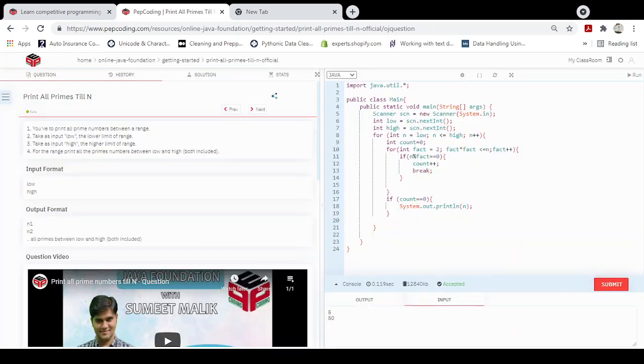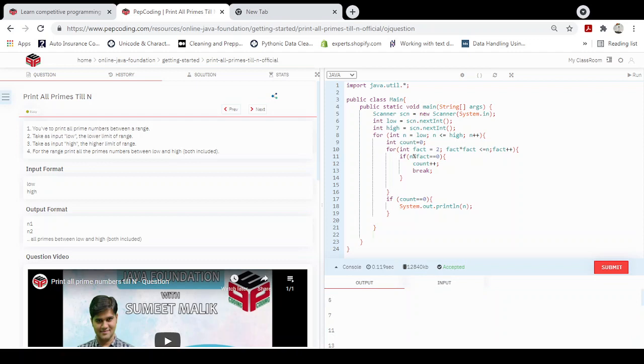Okay, since the range was 5 to 50, the output is 5, 7, 11. See, 6 is excluded, 8 and 9, even 10 is excluded because these are not prime numbers. 11 is a prime number, so it is included. 11, 13, 17, 19, 29, 31, okay, till 47 we have got, and the rest of the numbers are non-prime numbers, therefore they have been excluded. So basically we see that our solution is accepted, and we are more or less sure that this is the most optimized solution.